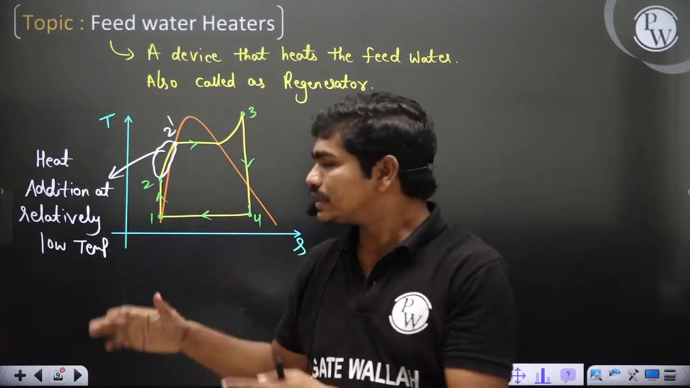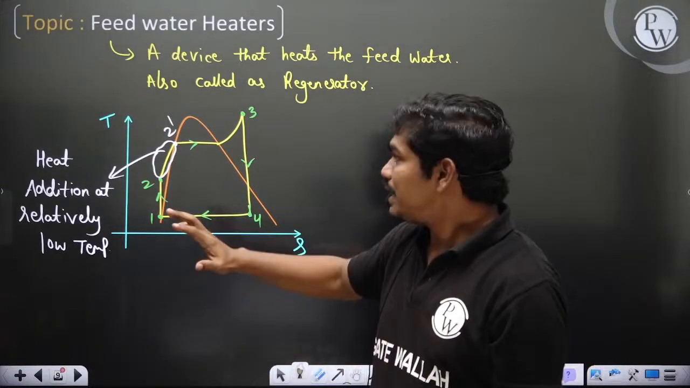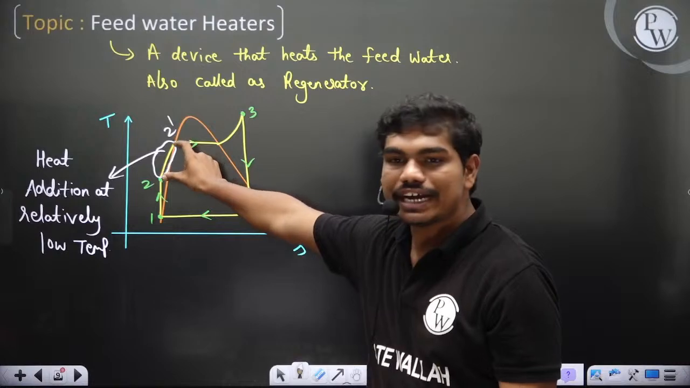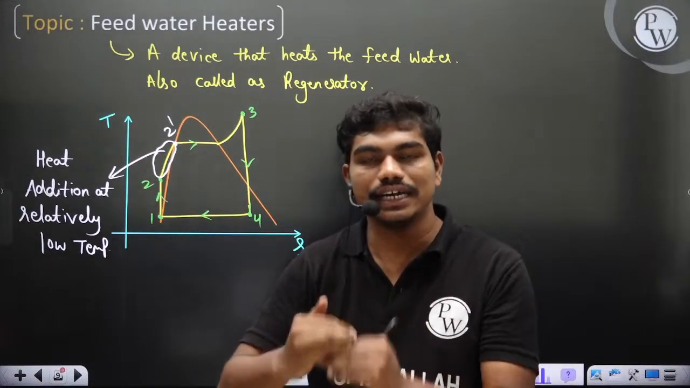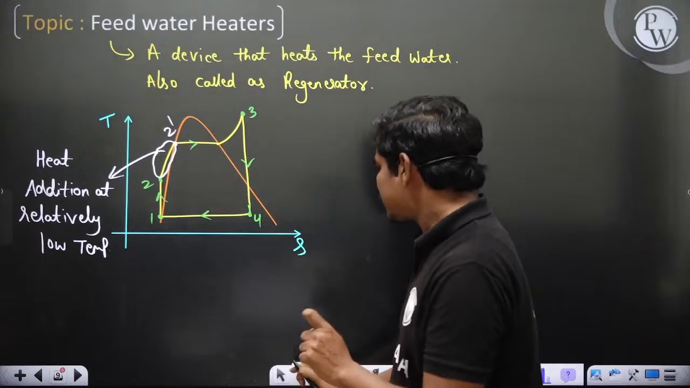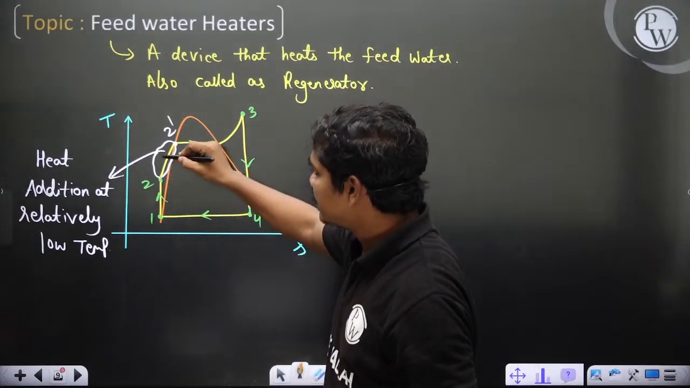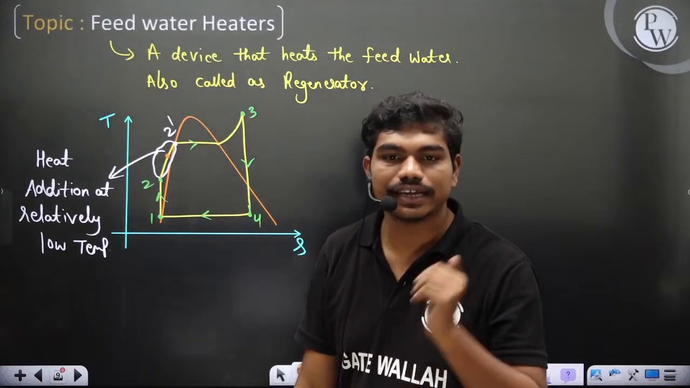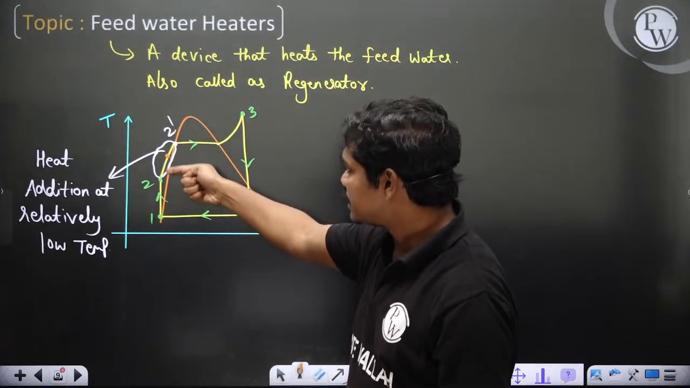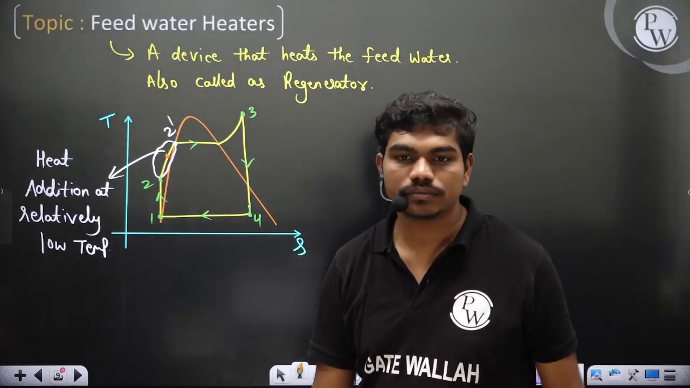There is some particular value of mean temperature of heat addition. If you can somehow eliminate or reduce the amount of heating in this region by the external heat source, then definitely the mean temperature of heat addition gets increased. Did you understand? Suppose instead of starting heating from this point, you start heating from this point, then definitely your mean temperature of heat addition will increase. Yes or no? Because this heat addition at low temperature is getting eliminated. Can you understand the logic?